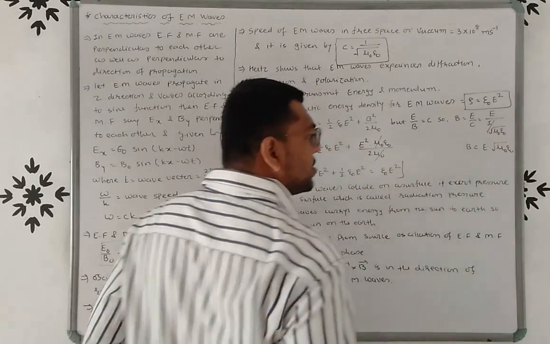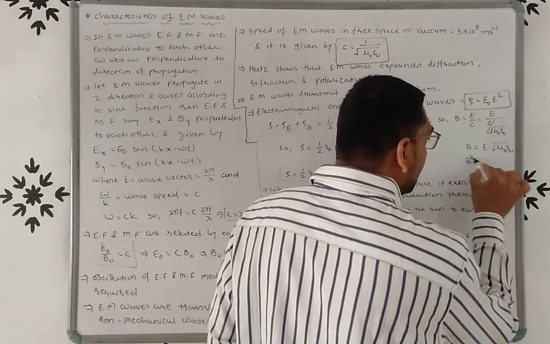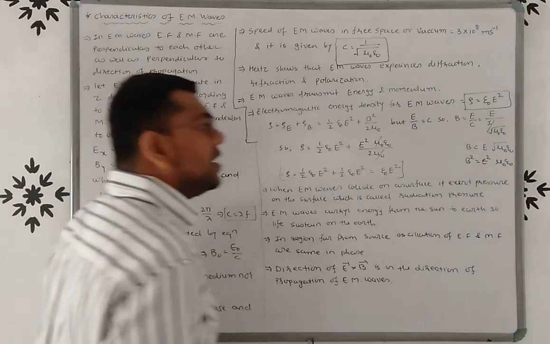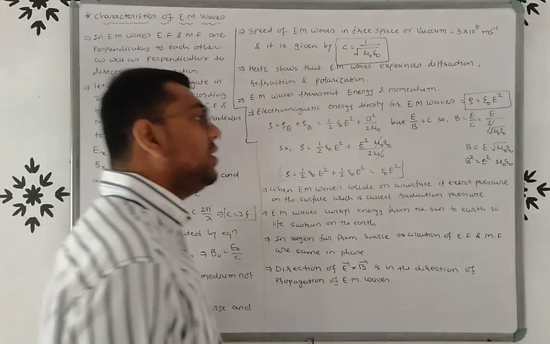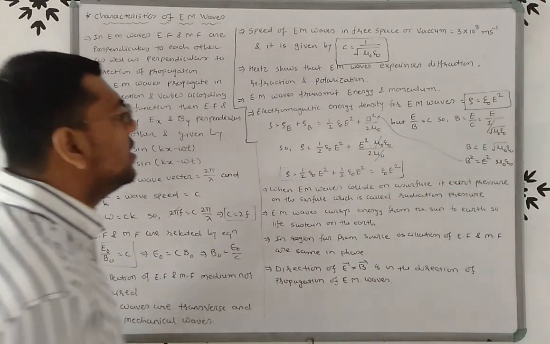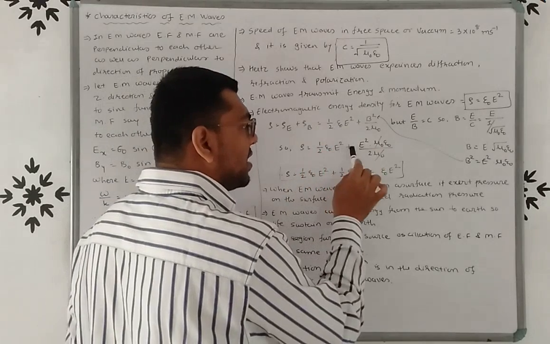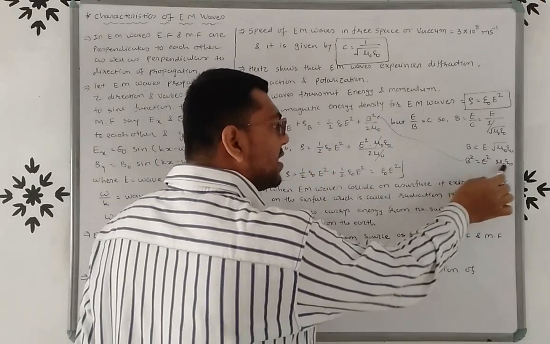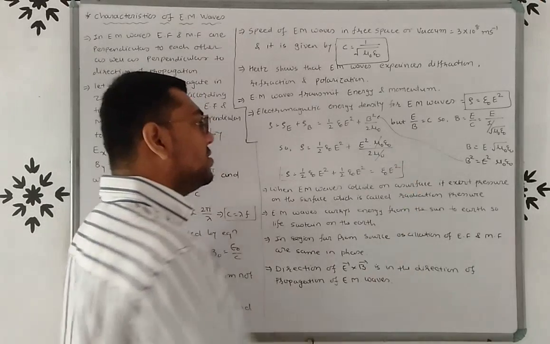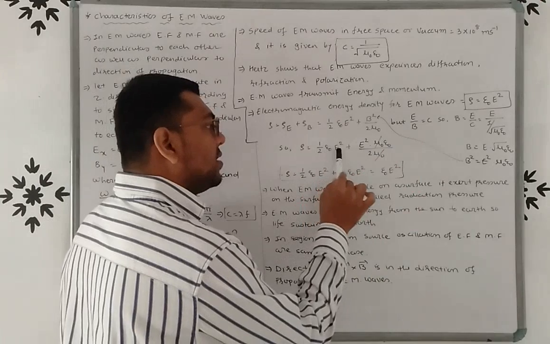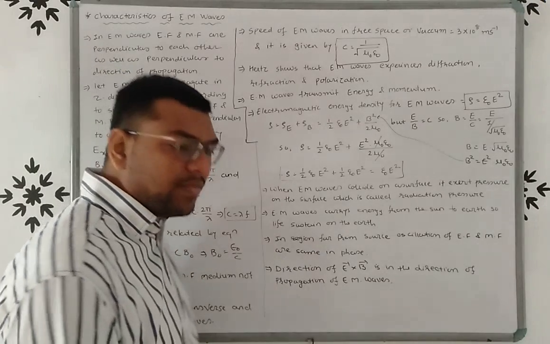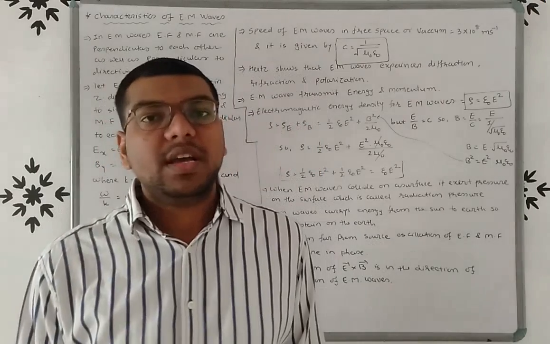So B square is equal to E square; here the square root cancels, so mu 0 epsilon 0. So we can write B square is equal to E square into mu 0 epsilon 0. Here we put this value of B square in this equation. So we get rho is equal to 1 by 2 epsilon 0 E square plus E square into mu 0 epsilon 0 divided by 2 mu 0. So here mu 0 cancels, and we get rho is equal to 1 by 2 epsilon 0 E square plus 1 by 2 epsilon 0 E square. So we get the energy density for EM waves equal to epsilon 0 E square, right?